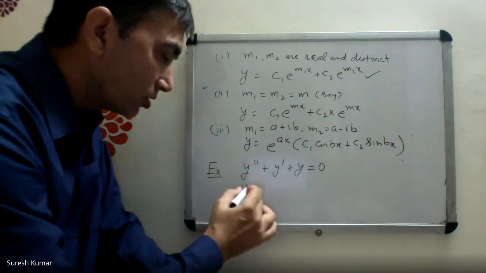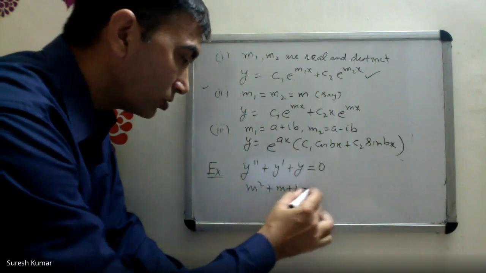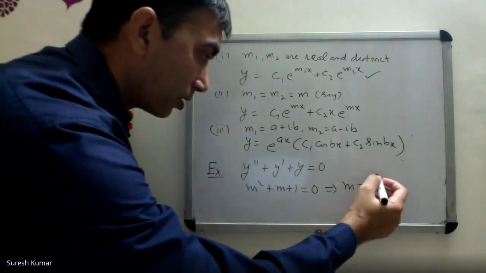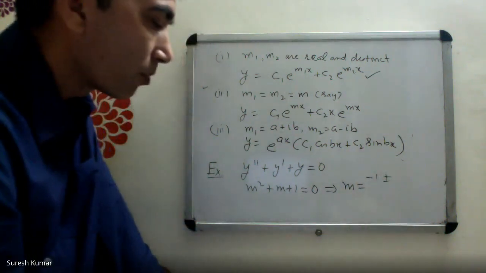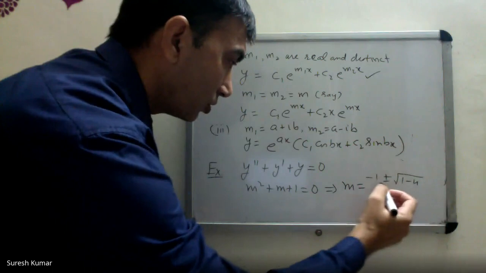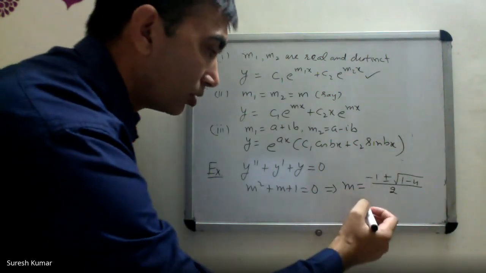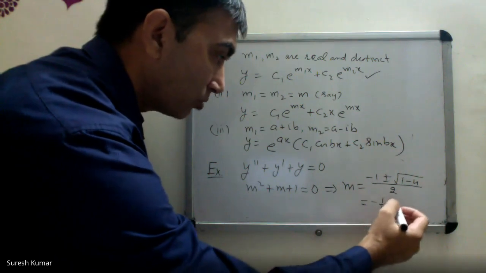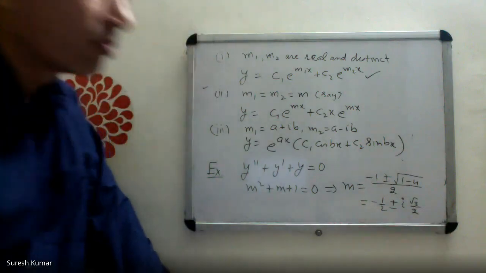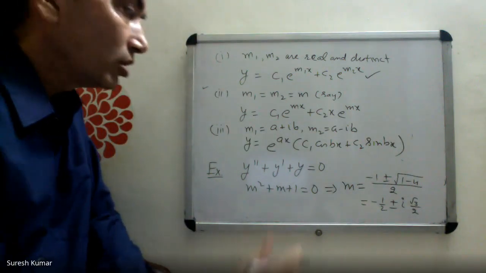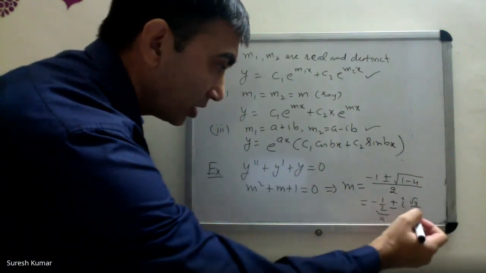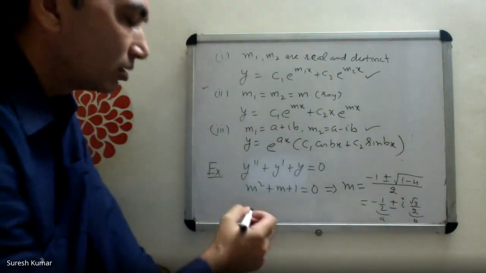Here the auxiliary equation is m² + m + 1 = 0. From this, what is m? m = (−1 ± √(1 − 4))/2. You can see here the roots are imaginary. −1/2 ± i√3/2. So naturally here the third case is applicable. Just note down a and b. This is a, this is b. And write the solution.